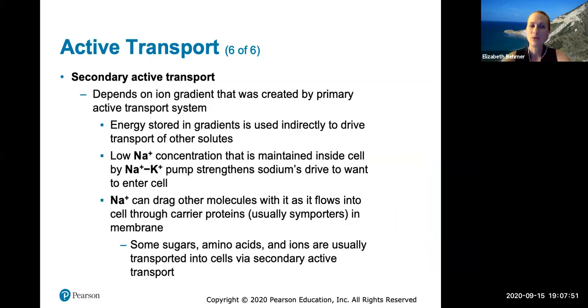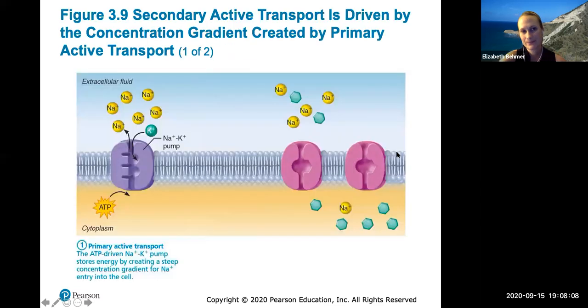Secondary active transport was the second type of active transport. This will depend on the ion gradient that was created by primary active transport. Usually the energy stored in these gradients is used to indirectly drive transport. So secondary active transport uses the pump, but in an indirect way. And I'll let you look through this.